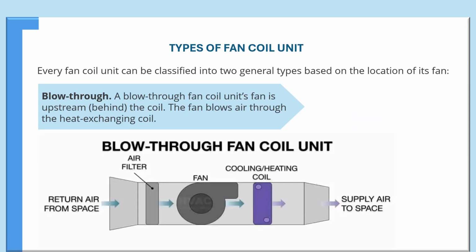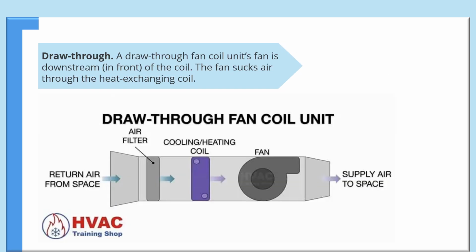Types of fan-coil unit. Every fan-coil unit can be classified into two general types based on the location of its fan. First is the blow-through fan. A blow-through fan-coil unit's fan is upstream, behind the coil. The fan blows air through the heat exchanging coil. Next is the draw-through fan-coil unit. A draw-through fan-coil unit's fan is downstream, that is, in front of the coil. The fan sucks air through the heat exchanging coil.